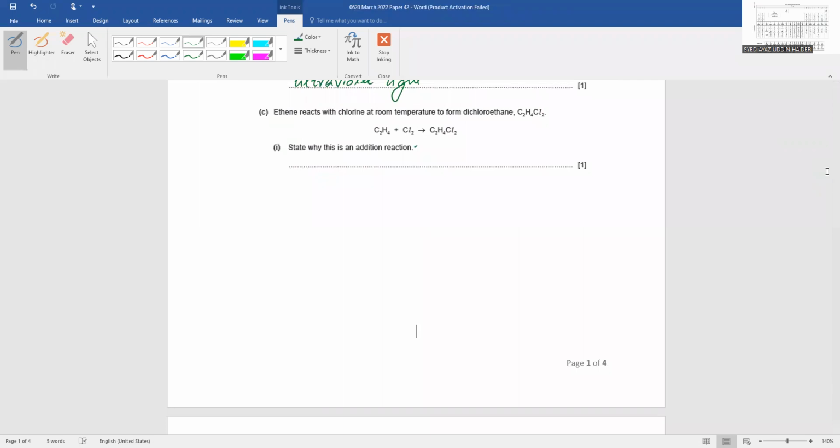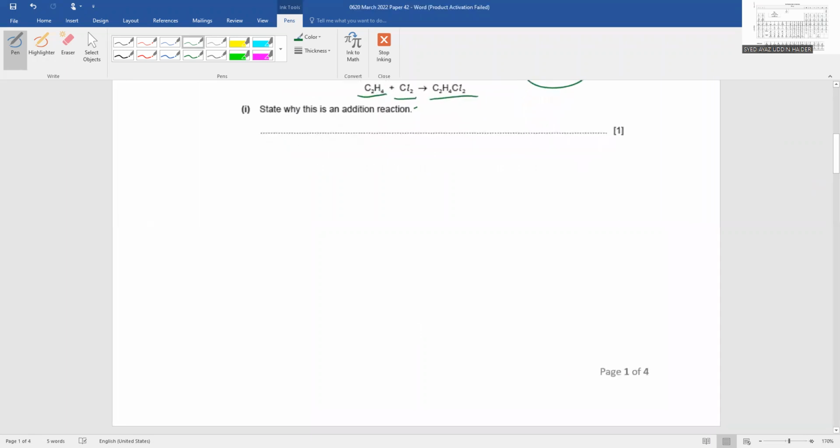Ethene reacts with chlorine at room temperature to form dichloroethane, C2H4Cl2. This is the reaction: C2H4 plus Cl2 gives C2H4Cl2. State why this is an addition reaction. Answer is very simple. Only one product is formed.